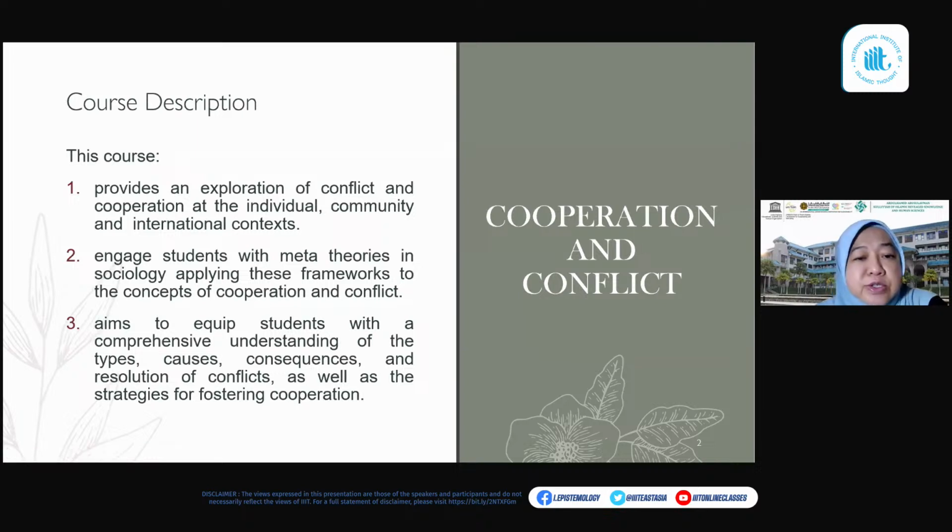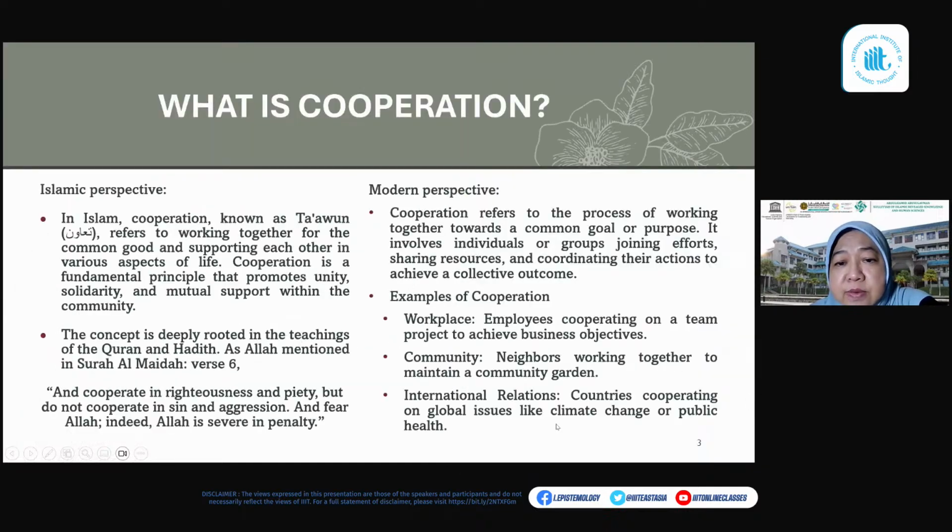This is the course description, and I will try my best to finish all 3 points of the course description today. So I start with the definition of cooperation. Not basically a definition, it's an explanation of what cooperation is.